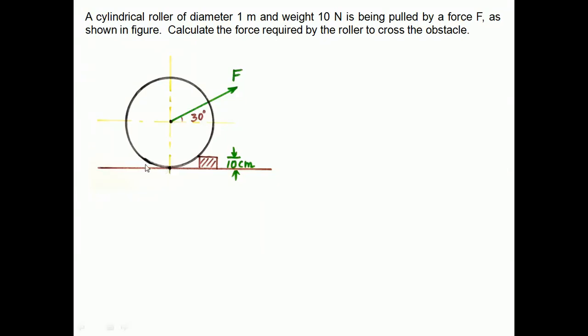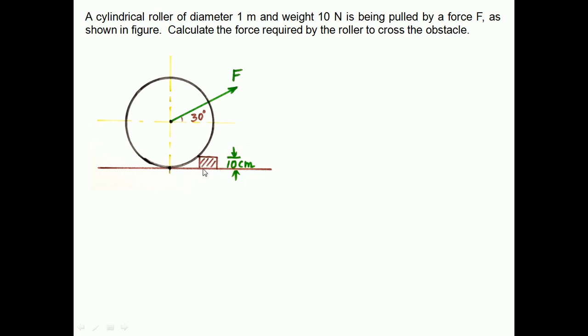Dear students, in this video we will see how to solve this problem. The given problem is a cylindrical roller of diameter 1 meter, and the weight 10 Newton is being pulled by a force F. The force is given in the diagram, which acts 30 degree to horizontal as shown in figure. Calculate the force required by the roller to cross the obstacle.